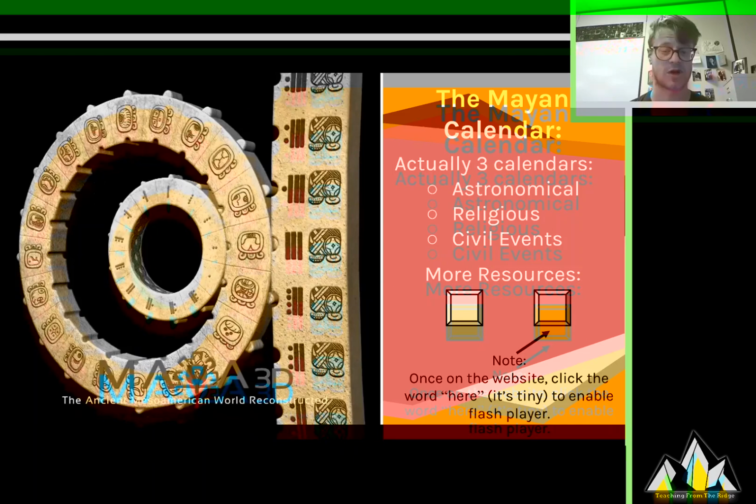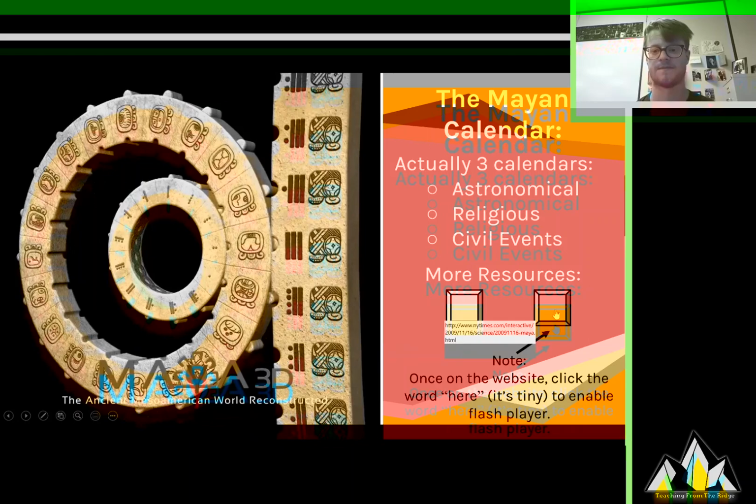One was astronomical, meaning based on the stars. One was religious, like a religious calendar, such as a church calendar or another calendar that you might find if you go to particular temples and things like that. And then the last one was for civil events, like political functions. So if you click right here, it shows you how the calendar moves.